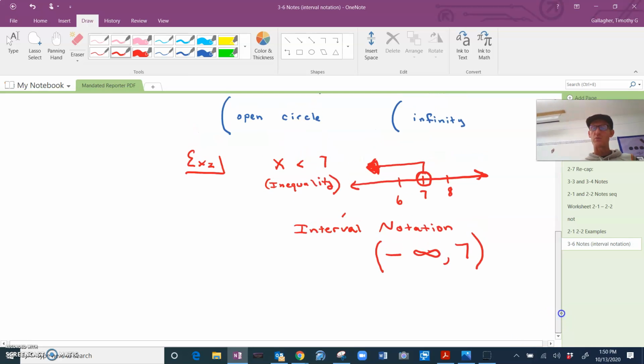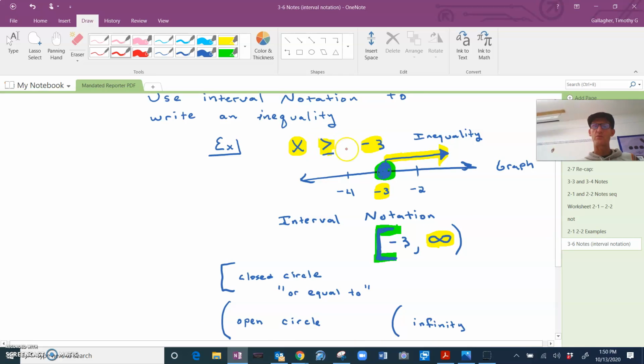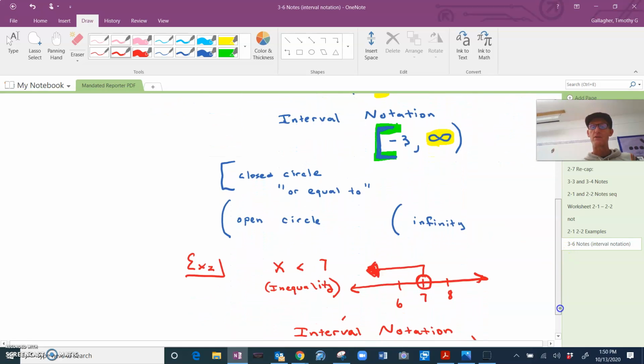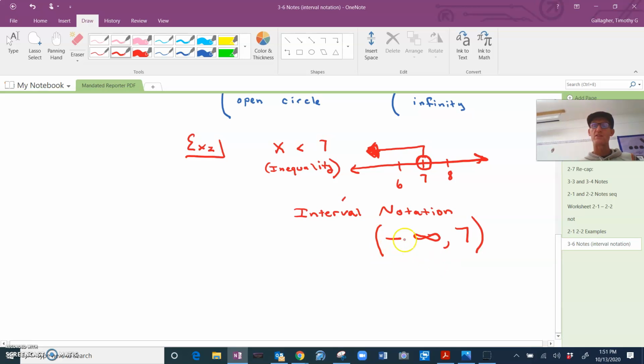So there's a big difference between the first example, which is x is greater than or equal to -3, closed circle to the right, bracket, this is interval notation now, and this one, which is x is less than 7, open circle, pointing to the left, less than 7, to the left of 7, and the interval notation is parentheses negative infinity, comma 7.